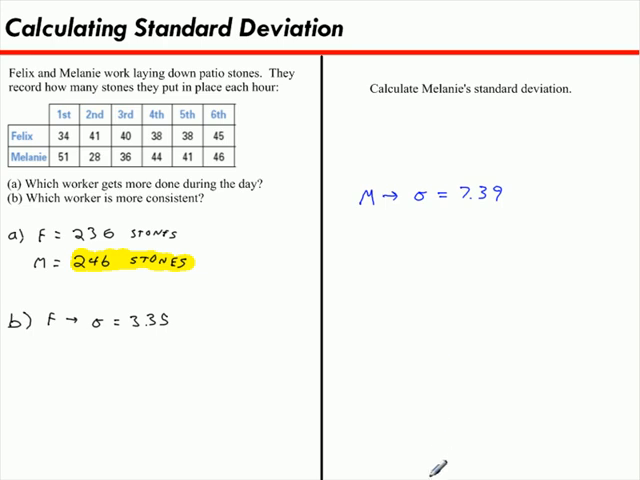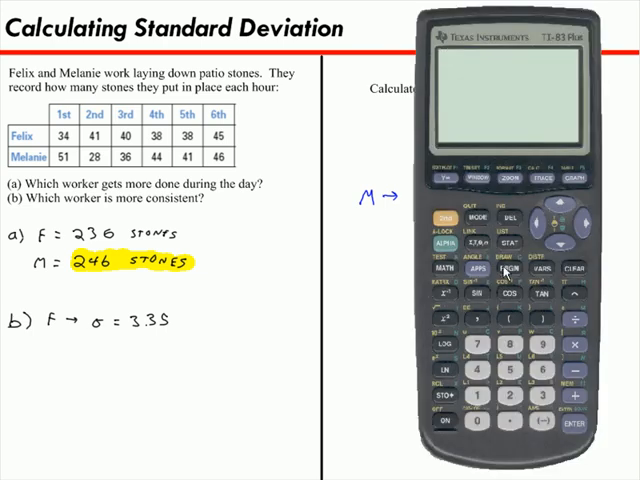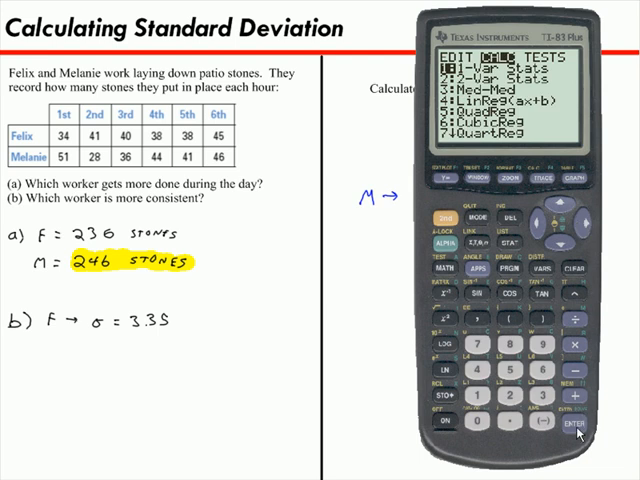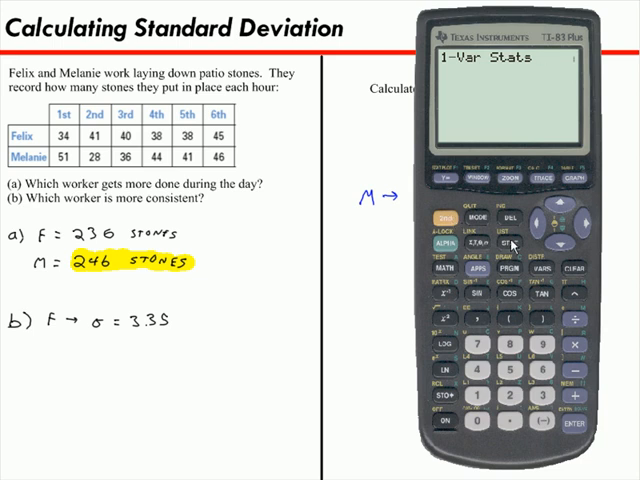And let's just quickly review how we got that answer. We had our calculator and we wanted to punch in Melanie's numbers in a list, which I've already done here in L1. I punched in all the tiles she laid in every hour. Then I hit Stat, scroll over to Calc, hit Enter, and I need to select the list. So I'm going to say Second List. L1 is already highlighted, so I'll hit Enter. Then Enter one more time. And here is the mean, and finally this is the standard deviation, 7.39.